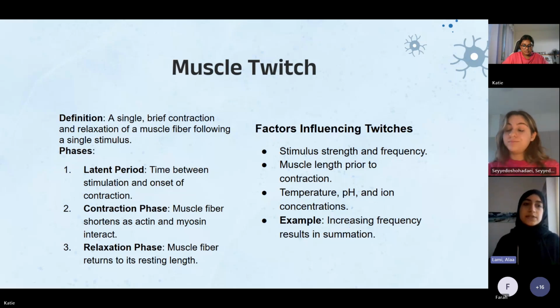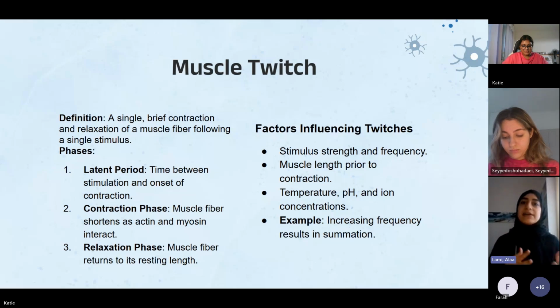So what are the phases of this? We have three phases: the latent phase, the contraction phase, and the relaxation phase. The latent phase, obviously from the name, is the time between the stimulation and the onset of contraction. So the time between when there's a stimulus and when the contraction actually starts. Then the contraction phase, obviously contraction. The muscle fiber shortens as actin and myosin interact. I'll explain this more in following slides. And then the relaxation phase. That's when the muscle fiber goes back to its resting and normal length.